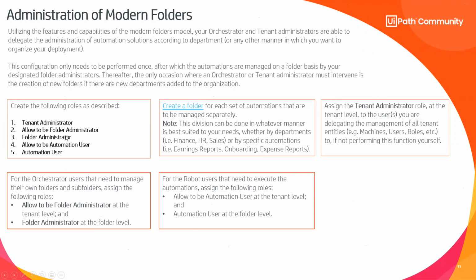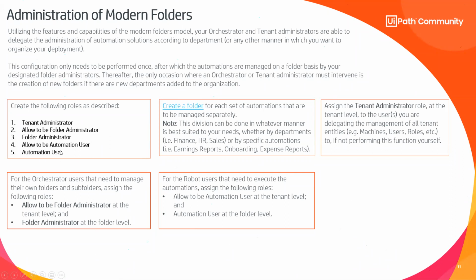Assume a scenario where you are onboarding a user as a folder administrator, who will further manage the folder in terms of adding a process, adding queues, assets, and different things. All of that is managed there. Then you have to give him two roles, not only one, right? You have to allow him to be folder administrator at tenant level, then folder administrator at folder level, then he has the full access to do the required activities.